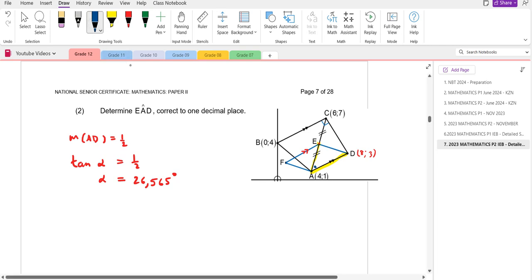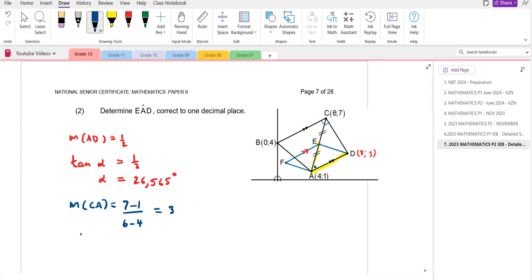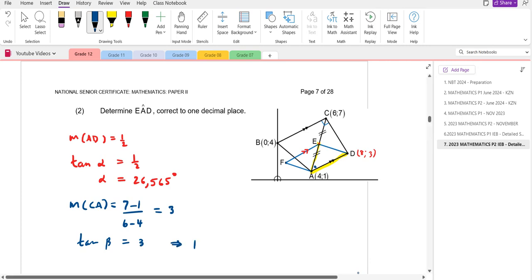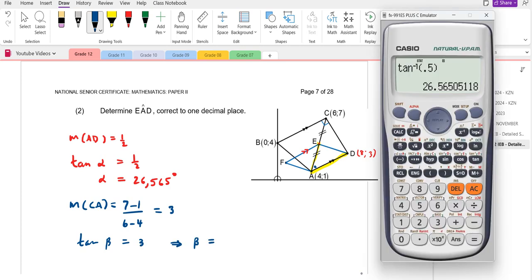So what's the gradient of EA or CA? The gradient of CA is 7 minus 1 divided by 6 minus 4. So that's going to give me 6 divided by 2, which is 3. So now I can say tan beta is equal to 3. This implies beta is now equal to tan inverse 3, and tan inverse 3 is going to give me 71.565.